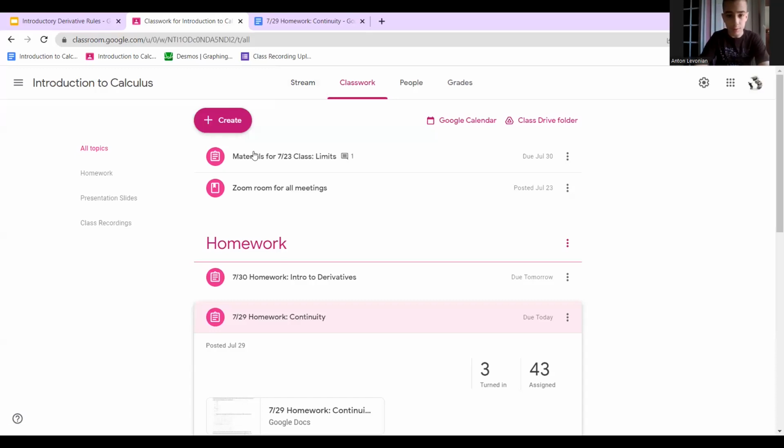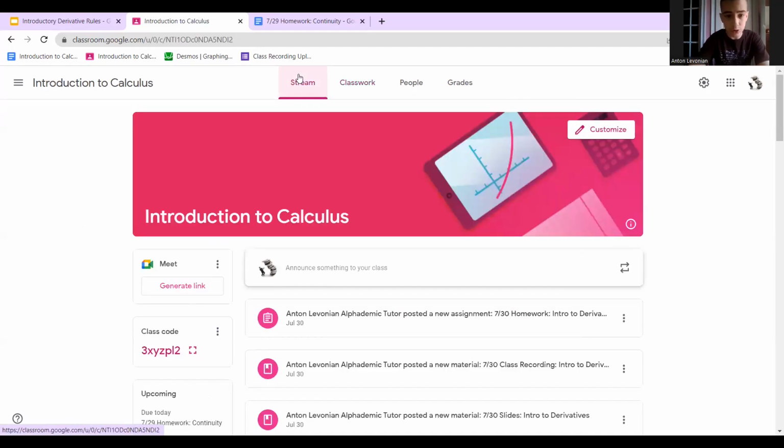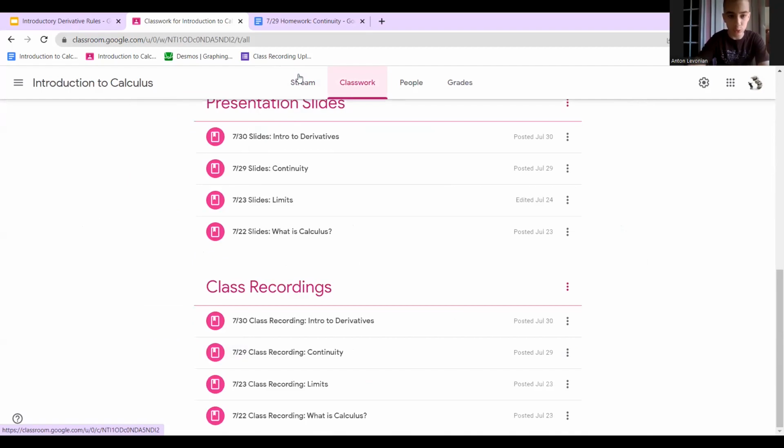And the class recordings should be down here. They're also posted in the stream, but that takes a bit of a long time to scroll through. It's much easier to access them like this. So these are the 4 classes that we've had so far. And when this class finishes, I'll post that recording here as well. So if you need a refresher on some of the basic concepts, you can definitely watch those recordings.